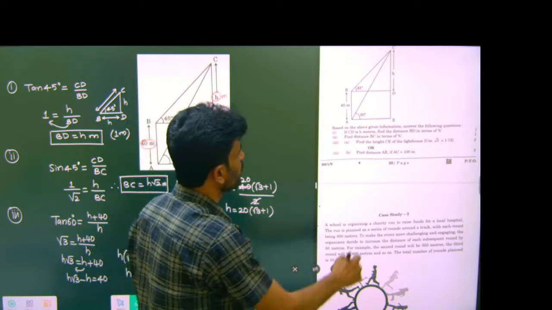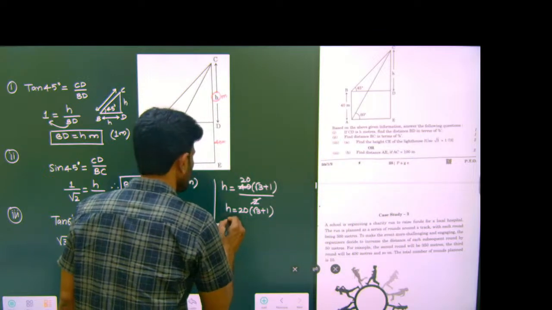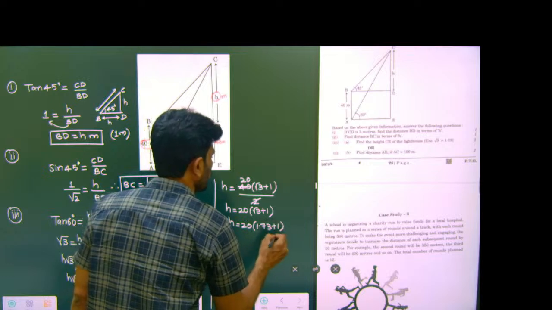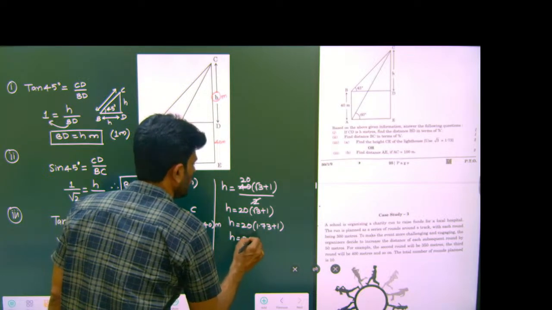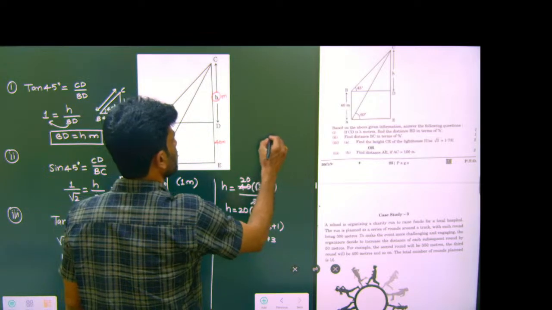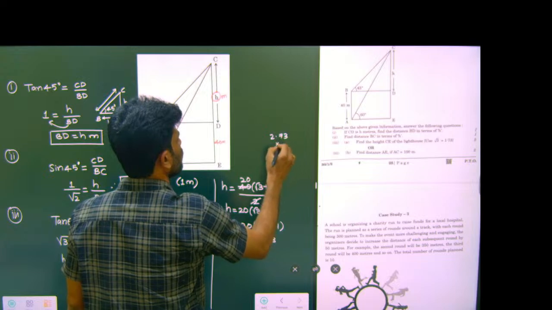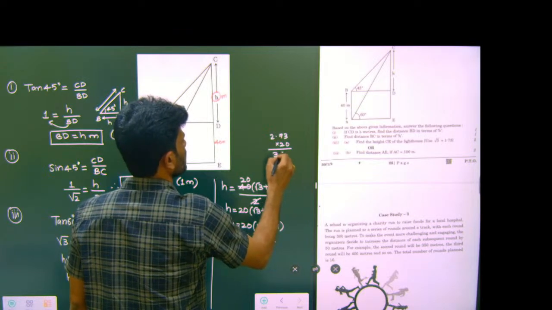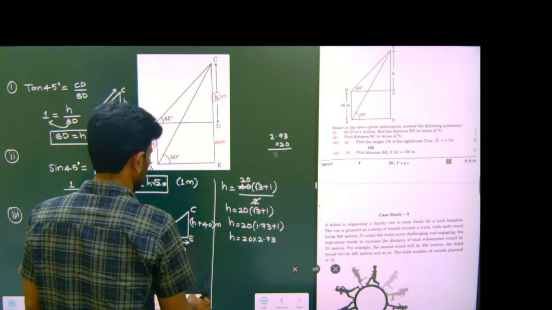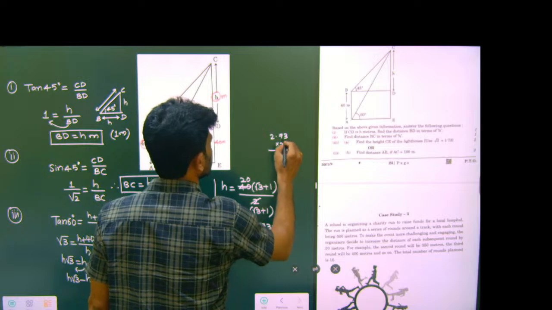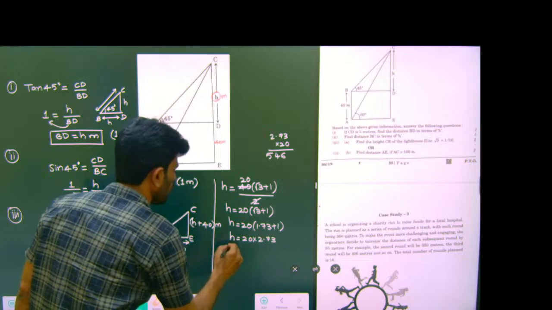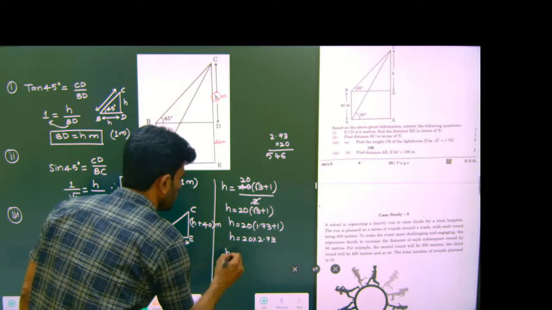And here it is mentioned root 3 value is 1.73, so H is equal to 20 of 1.73 plus 1, which is H is equal to 20 into 2.73. 1.73 plus 1 is 2.73. We have to multiply 2.73 by 20. We get 54.6. So what is H here? H is 54.6 meters.